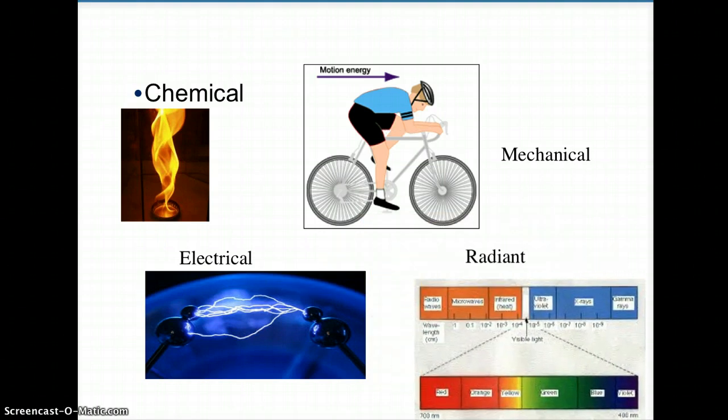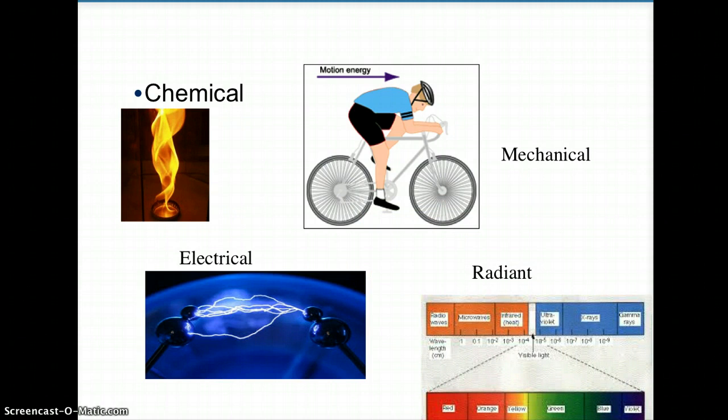Lastly, radiant energy is the type of energy that travels in waves, like UV light or X-rays. This type of energy is often referred to as the energy of the electromagnetic spectrum, as seen in the bottom right-hand corner. Energy is easily converted from one form to another, in most cases.